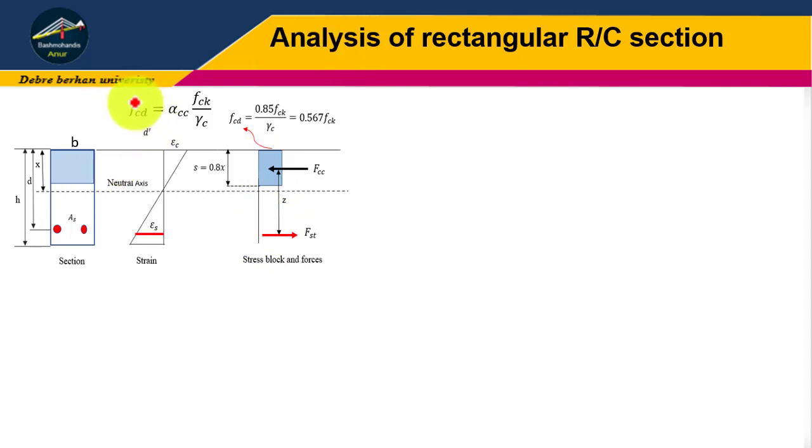FCD equals alpha CC FCK divided by the partial factor of concrete.